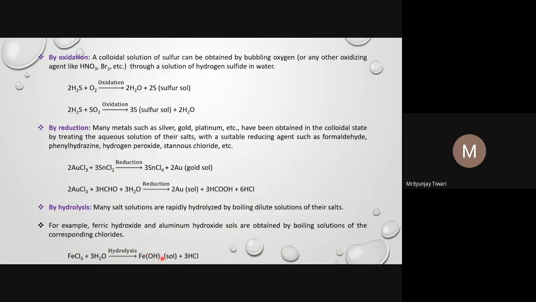We can also call it ferric hydroxide. Ferric hydroxide is not dissolved in water, so you can call it a molecule. And these molecules on aggregation will form the Fe(OH)3 sol, or the colloidal solution. Now, this is one method.